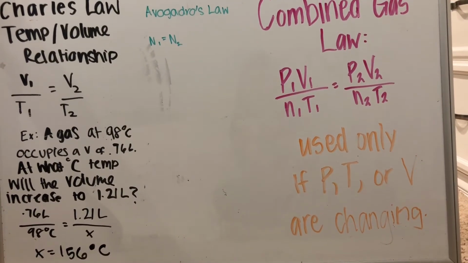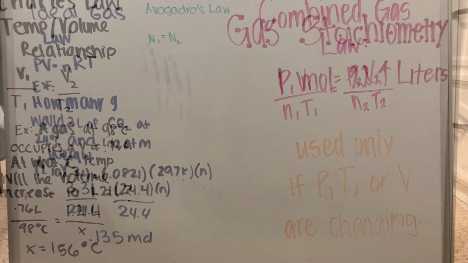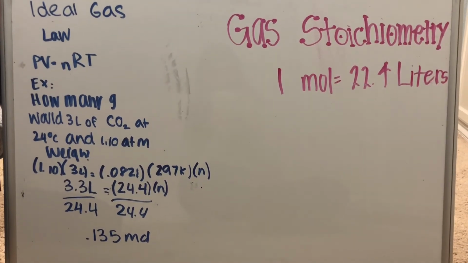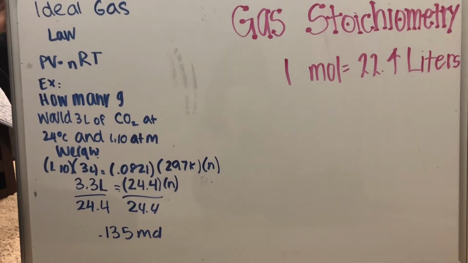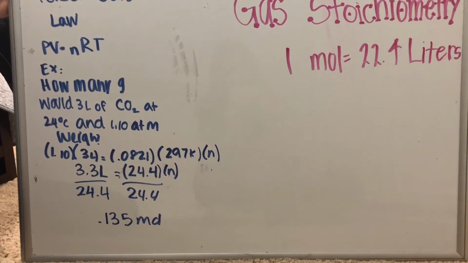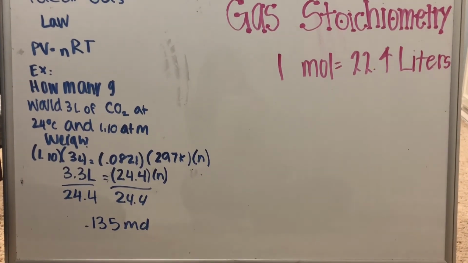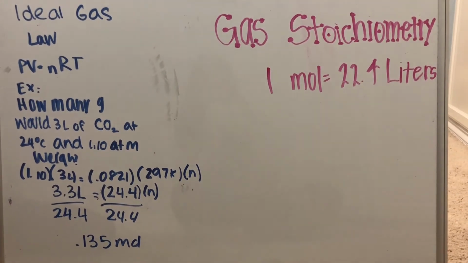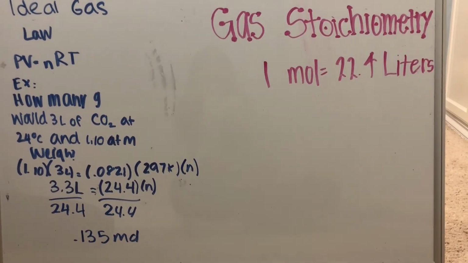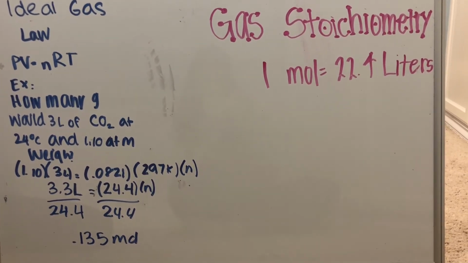The combined gas law is only used if the pressure, temperature, or volume are changing. The ideal gas law is modeled by the equation PV equals nRT, an example of which is: how many grams do 3 liters of carbon dioxide at 24 degrees Celsius and 1.10 atm weigh? You would plug in the numbers above in the question into the equation to find the number of moles, and use the ideal gas law constant for R. You would find that the answer is 0.135 moles.